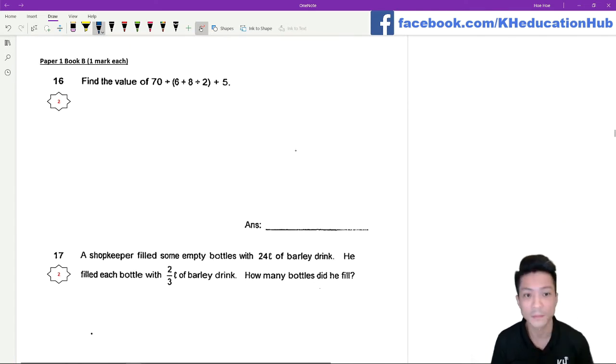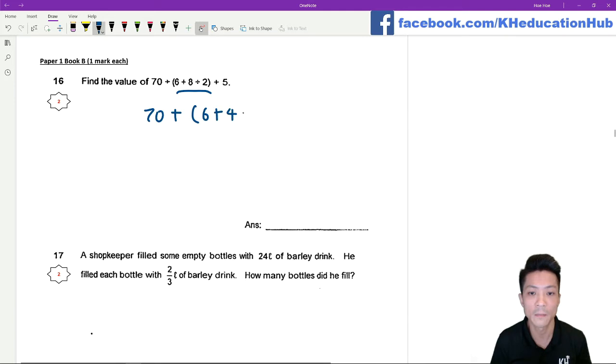Question 16. Find the value of the following. 70 plus the bracket of 6 plus 8 divided by 2, closing the bracket, and then plus another 5. So we need to simplify the bracket first. 70 plus, inside the bracket there is a plus and divide, so we're gonna solve the divide first. 8 divided by 2 will give me a 4.